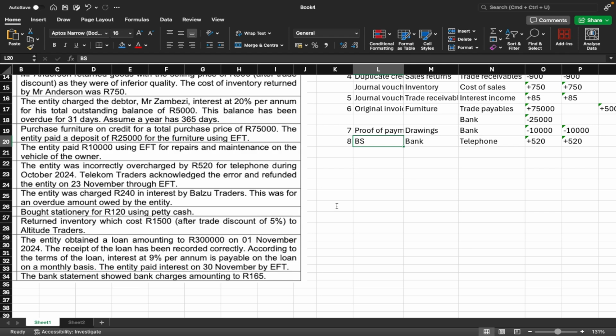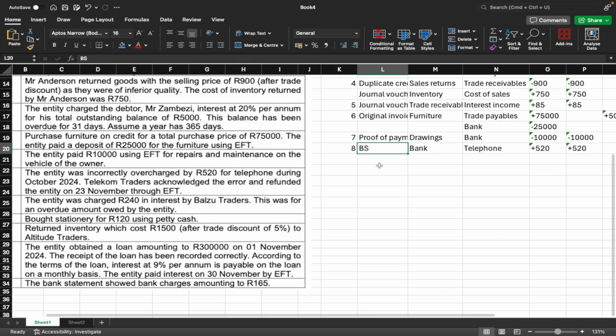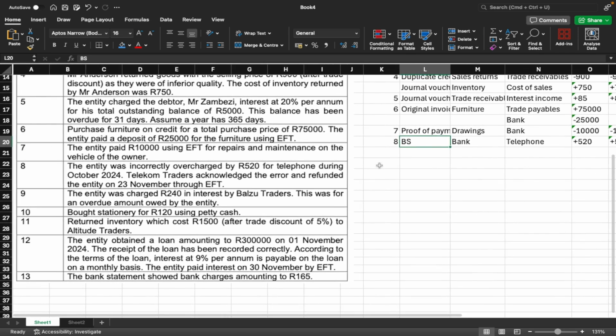So they can do that as well. You just have to check out what the scenario provides, what the information is that you are given. If they say that you were issued with a credit note, then you have to use credit note as the source document. Otherwise, if nothing was provided, then it's either bank statement or proof of payment to show that they have indeed reversed or paid you back the 520 rand. Okay, let's move on to number 9.